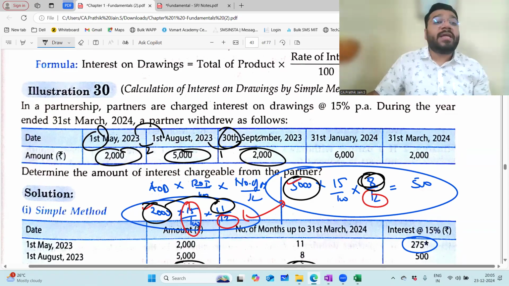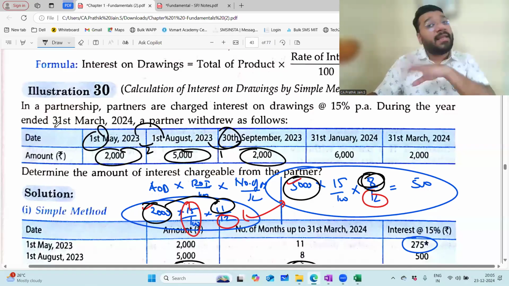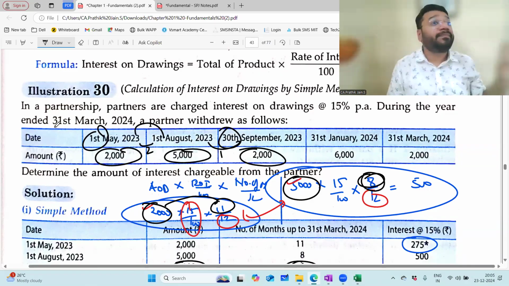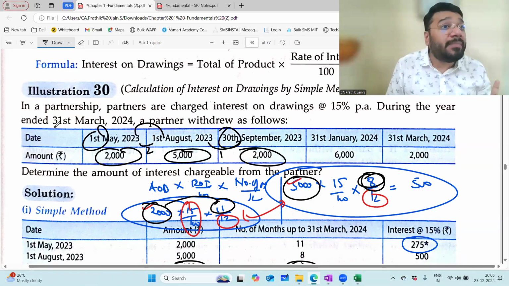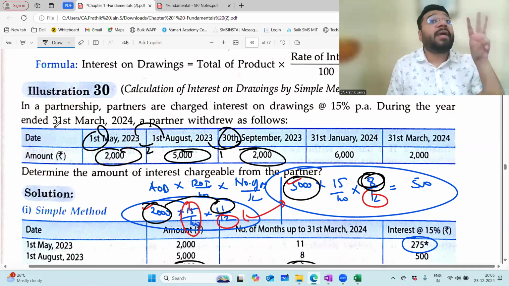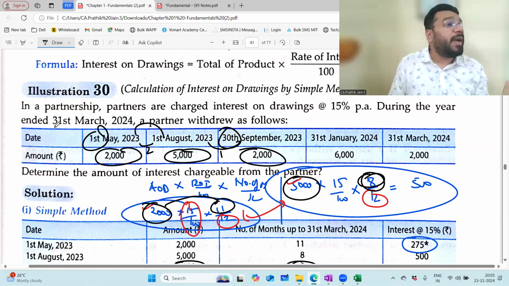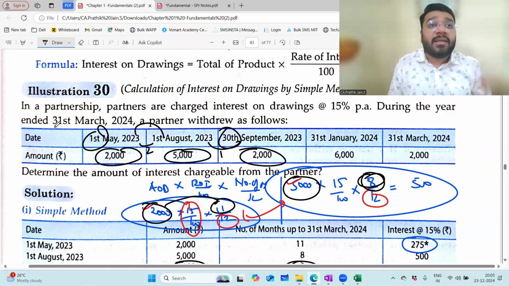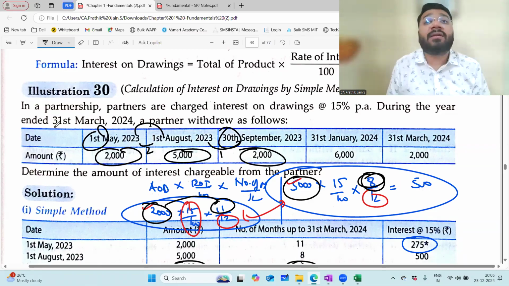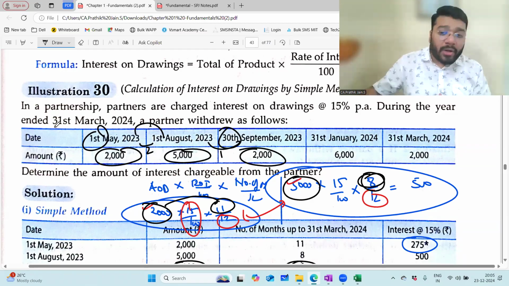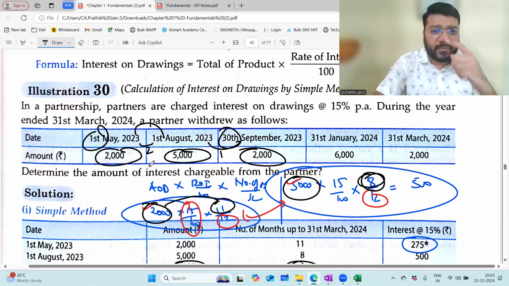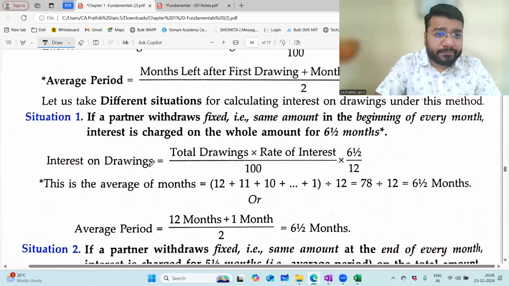Sir, if 2 conditions were okay and 1 condition was wrong, still can I not use the average period method? No. For you to use the average period method, all the 3 conditions should be satisfied together. If any one condition is violated, you cannot use the average period method. Then what will you use? Either simple method or product method. We'll do one question based on this.